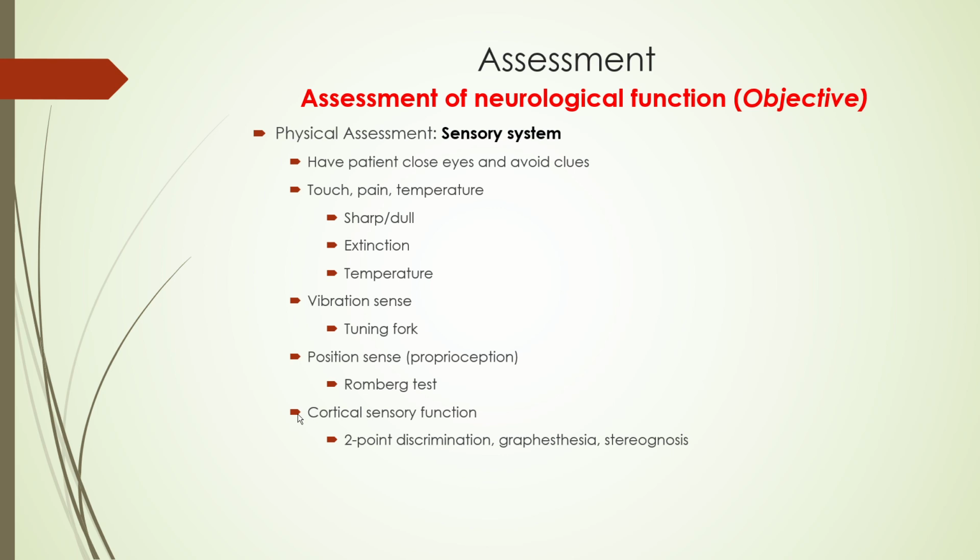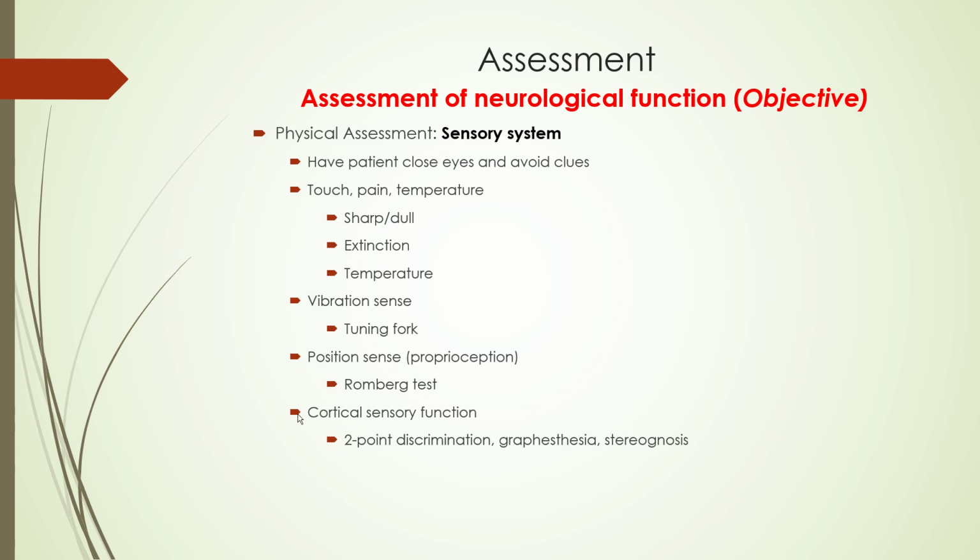So you can assess that by doing the Romberg test, which is having the patient stand with their feet together and close their eyes. So the patient should be able to maintain balance. Sometimes there's a little bit of sway, which would be okay. But if the patient actually ends up falling over or almost falling over, then that would be an abnormal finding.